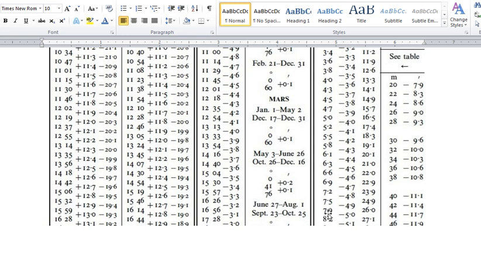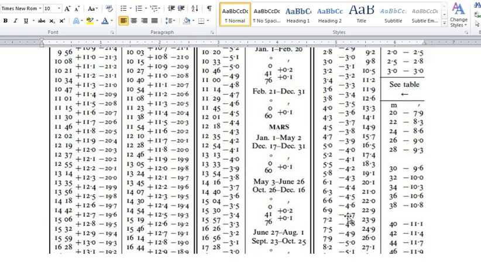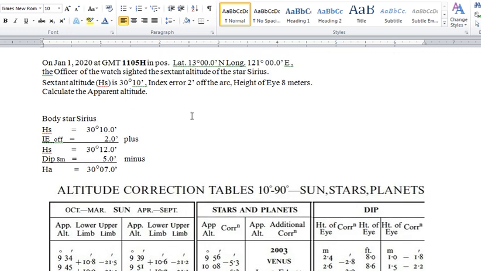which is between 7.9 and 8.2. So the value of the dip correction is 5.0. So the dip correction for 8 meters is 5.0 minutes, and we subtract that. Once subtracted, the answer we get is HA, or apparent altitude.